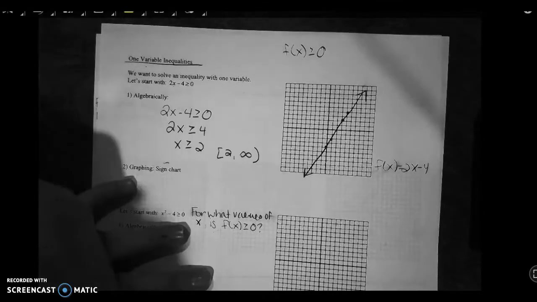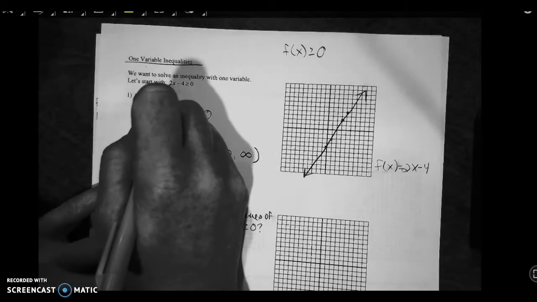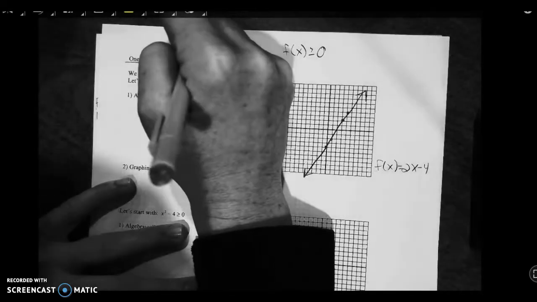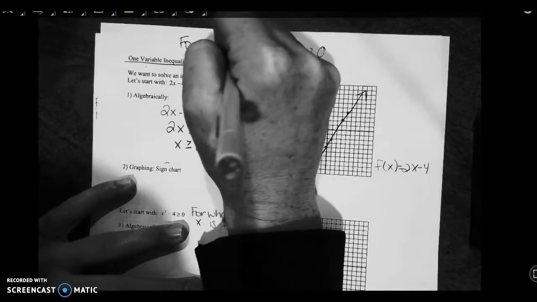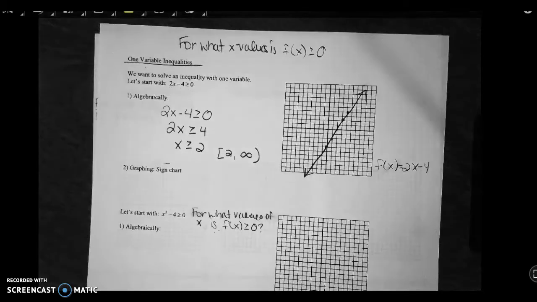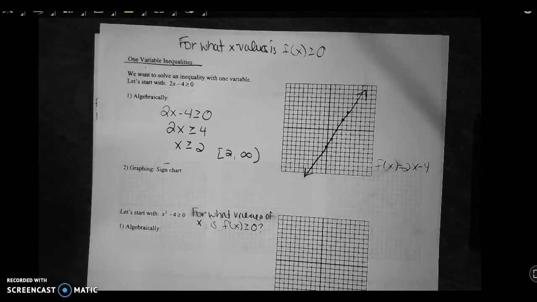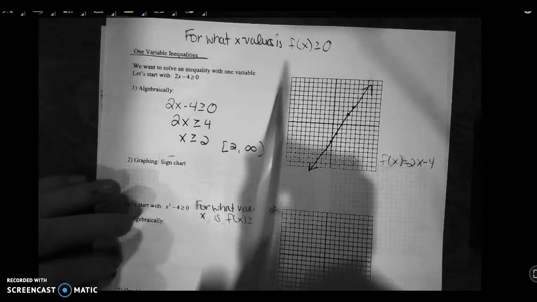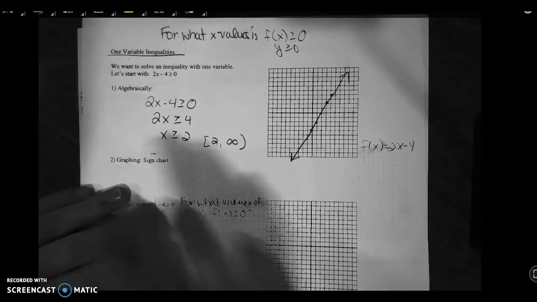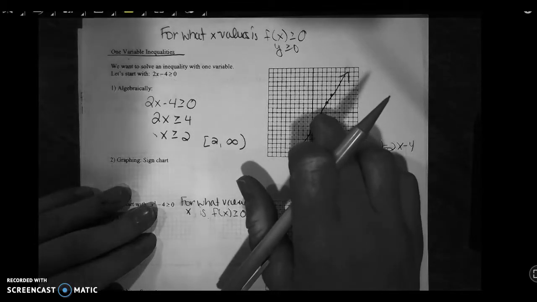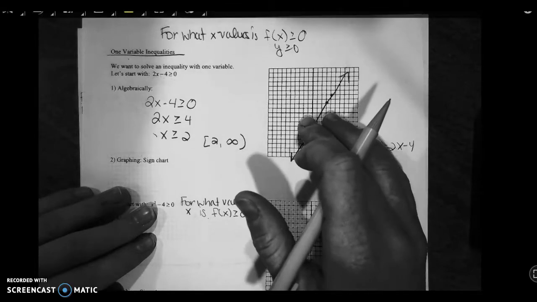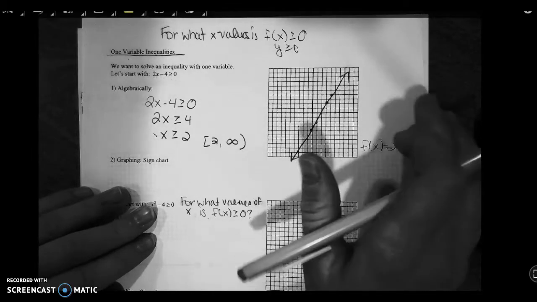Let me expand on this for just a second. When you're asked 2x minus 4 is greater than or equal to 0, you're really being asked for what x values is f of x greater than or equal to 0. I'm sure you guys can see we're looking for where y is greater than or equal to 0. Really, where are our y values greater than or equal to 0? We see that 2 is our x-intercept, and so our y values are all greater than or equal to 0 from 2 to infinity.